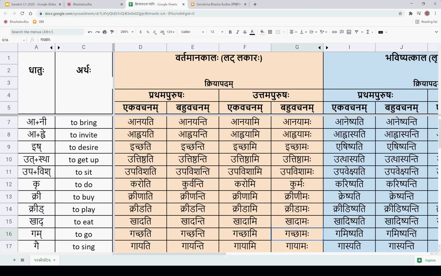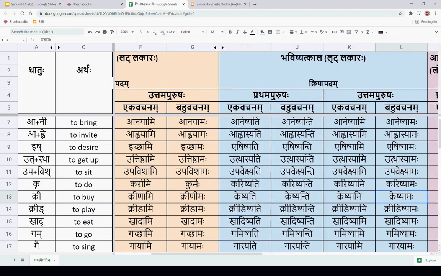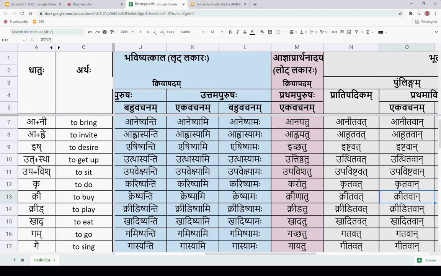Coming to lot lakara, an example in this column M, ekavachanam: anayatu, and bahuvachanam becomes anayantu, like patatu, pathantu. Now karotu, shown here, becomes kurvantu. Krinatu, krinantu. Grihnatu, grihnantu. Like that.